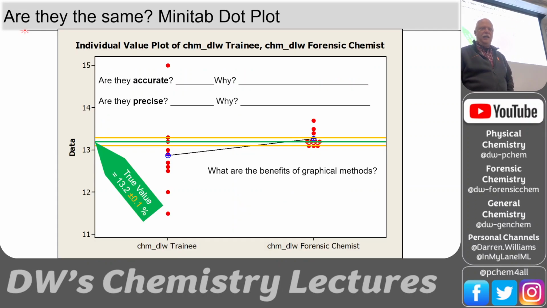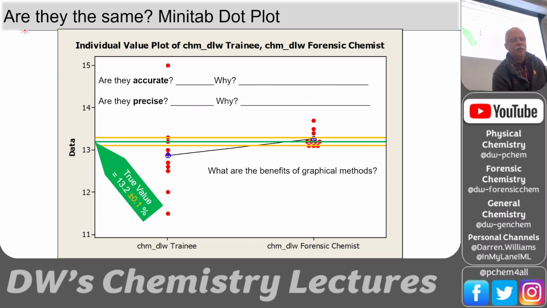Okay. And so here's a graphical method of looking at the data. So here's the forensic chemist. Look how tight their data is, what you observed in the numbers. And here's the trainee. Okay, kind of all over the place. And then there's one data point way up there. That's that 15. And then I went ahead and put the green bar, the accepted value plus or minus 0.1. That's the standard deviation and the accepted value. And you can see that they're pretty close.